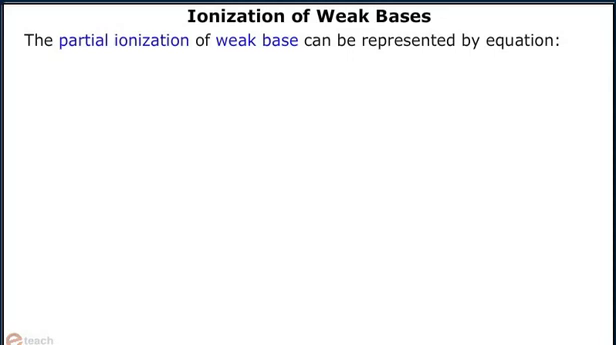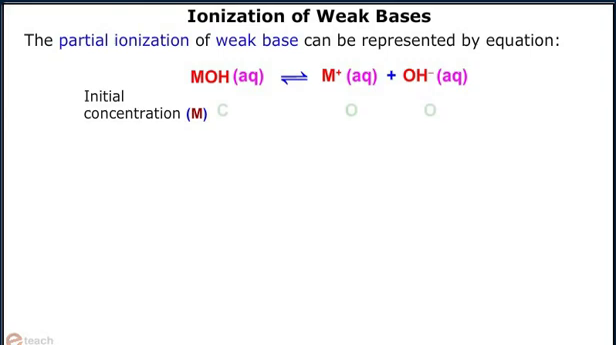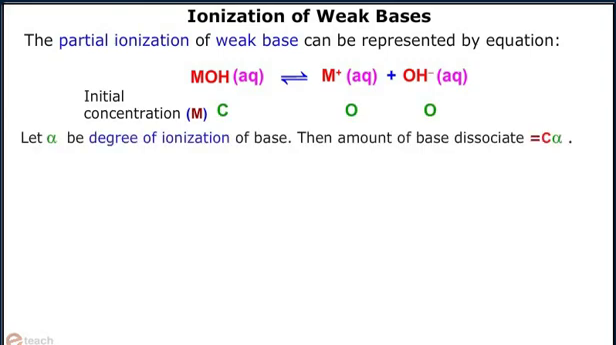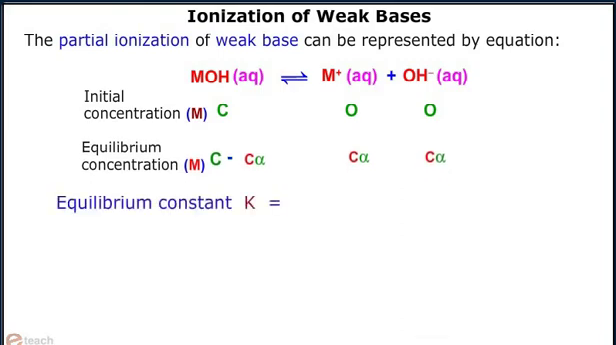The partial ionization of a weak base can be represented by the equation MOH ⇌ M+ + OH−. Let the weak base be MOH. Let the initial concentration of MOH be C and that of M+ and OH− be 0. Let α be the degree of dissociation of the base. Then the amount of base dissociated equals Cα. So at equilibrium, the concentration of MOH equals C − Cα and that of M+ and OH− equals Cα.